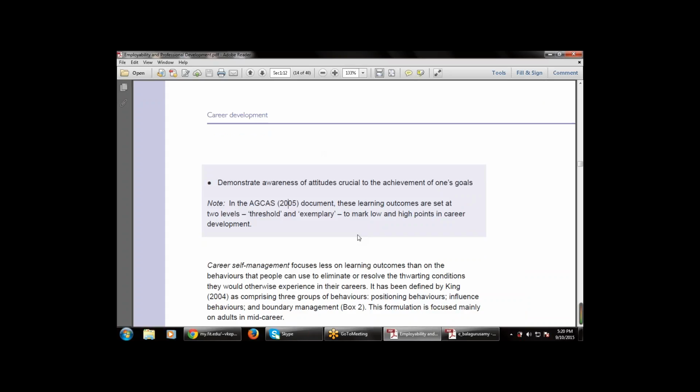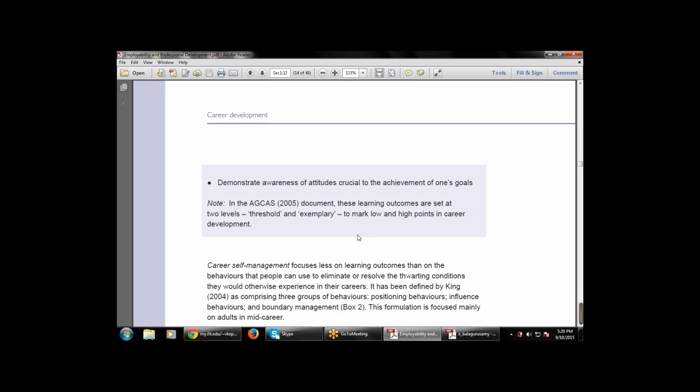So whenever we use career self-management or the self-management process, it will focus on the criteria used for self development, focusing less on the learning outcome than on the behavior that people can use to eliminate or resolve the threatening conditions they would otherwise experience in their careers. It has been defined by King 2004 as comprising three groups of behavior. One is the positioning behavior, one is the influence behavior, one is the boundary management.